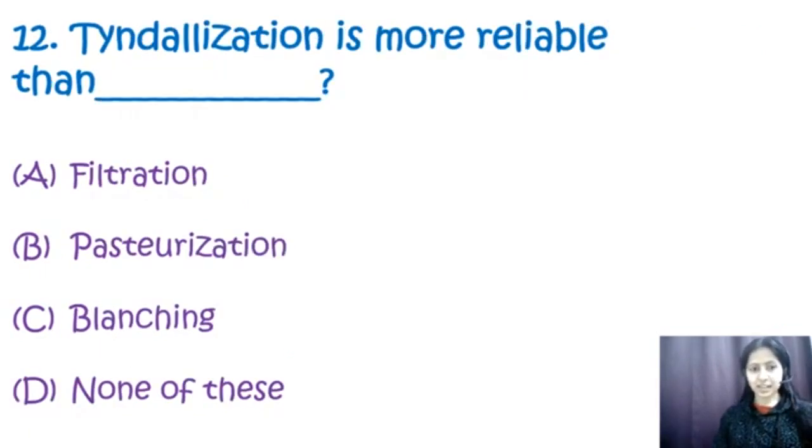Number 12. Sterilization is more reliable than option A filtration, option B pasteurization, option C blanching, and option D none of these. So the correct answer is option number B, that is pasteurization. So sterilization is more reliable than pasteurization.